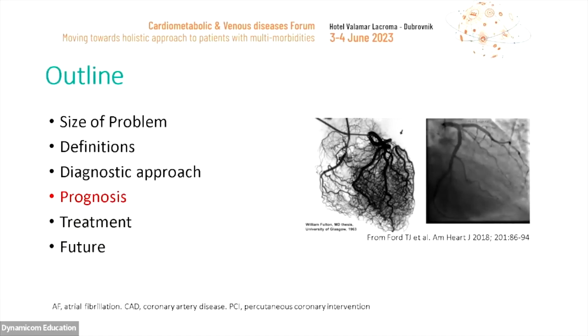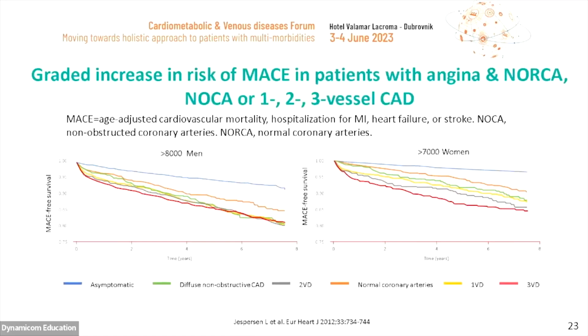Now, apart from the quality of life of the patient, am I really at risk if I have a chest pain that is considered of microvascular origin? This is a very much quoted paper, Jespersen et al. It shows what? In blue, you have the asymptomatic normal coronary arteries. In yellow, orange, you have the normal coronary arteries.